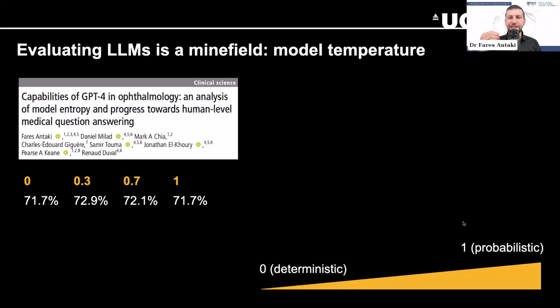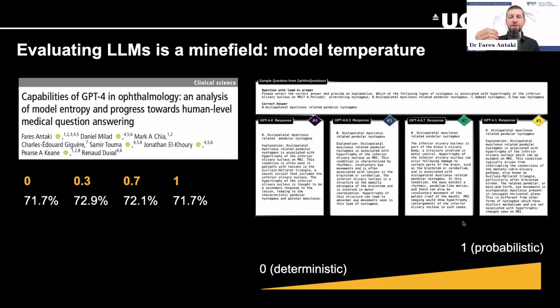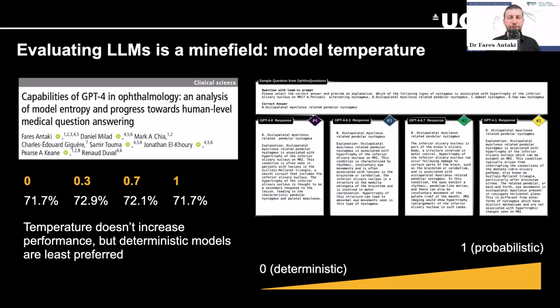But when we ask clinicians to rate those answers, what do they prefer? Well, they generally find that 0.3, 0.7, and 1 are preferred to 0. So they prefer more creative answers to more deterministic answers. Some of the noted reasons is that the answers are longer, provide a little bit more feedback and educational value compared to GPT-4 zero responses.